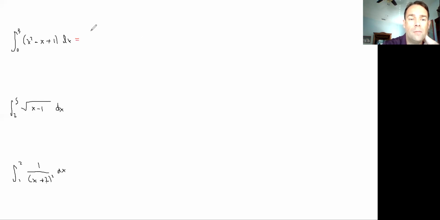First up, we have our integrals, x cubed over 3 minus x squared over 2 plus 1, I lied, plus 1x. So we integrate it, and we're going to integrate it from 0 to 3.